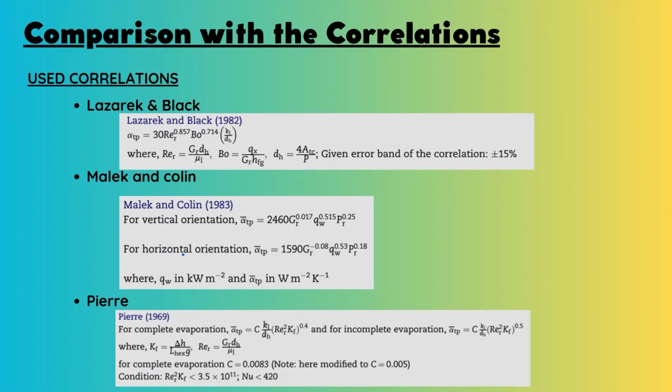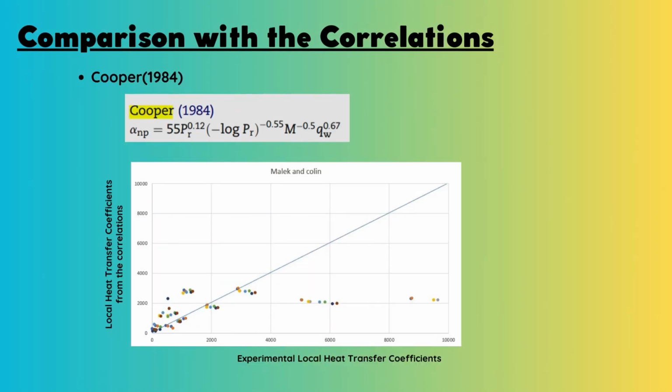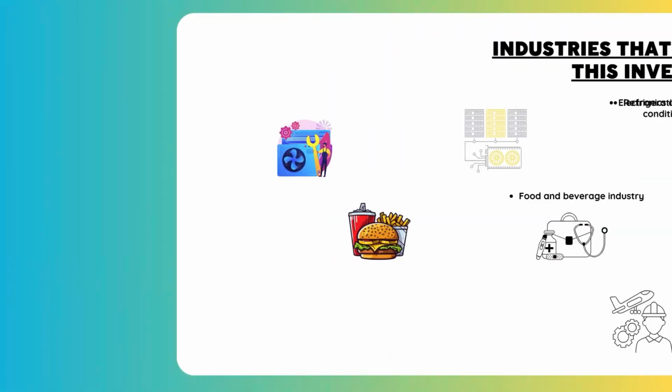Now, let's look at the comparison of the experimental results with the correlations. The correlations used are Lazarek and Black, Malek and Collin, and Pierre and Cooper. The corresponding equations are also presented here. Finally, graphs were constructed between the experimental local heat transfer coefficients and the local heat transfer coefficients from the correlations to identify the best correlation.